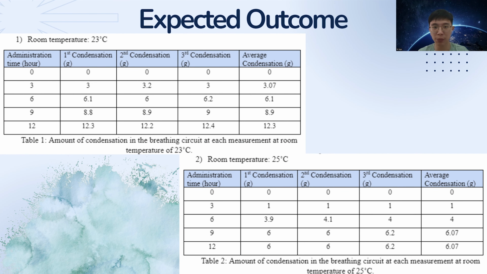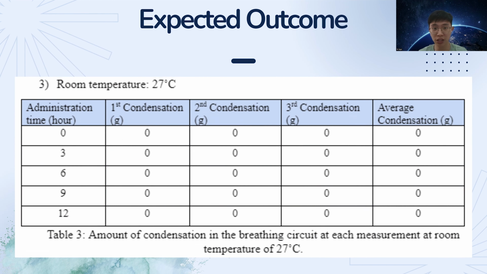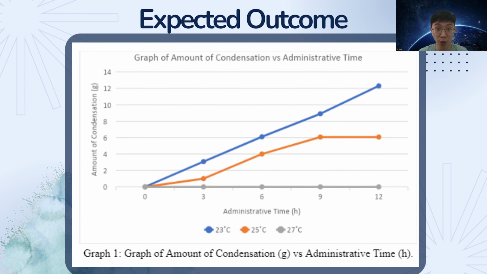As we expected, the outcome should show an obvious decrease in the amount of condensation in the breathing circuit from 23 degrees Celsius, 25, until 27 degrees Celsius when the administration time becomes longer. At 27 degrees Celsius, there may be no condensation. So this is how the graph will look like. That's all for the first experiment.